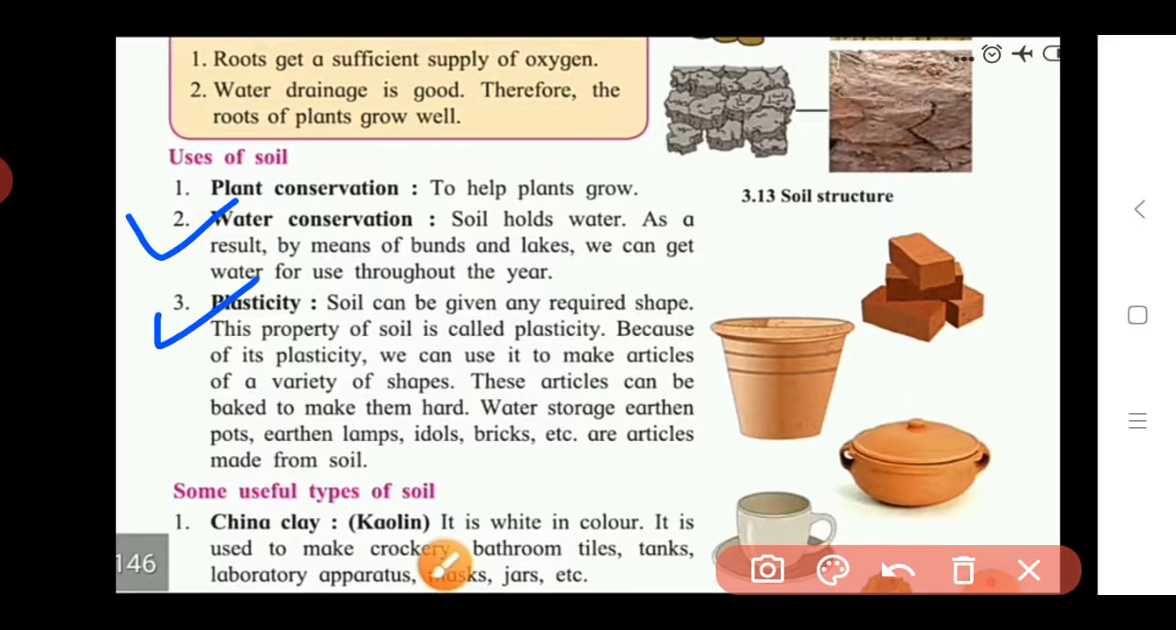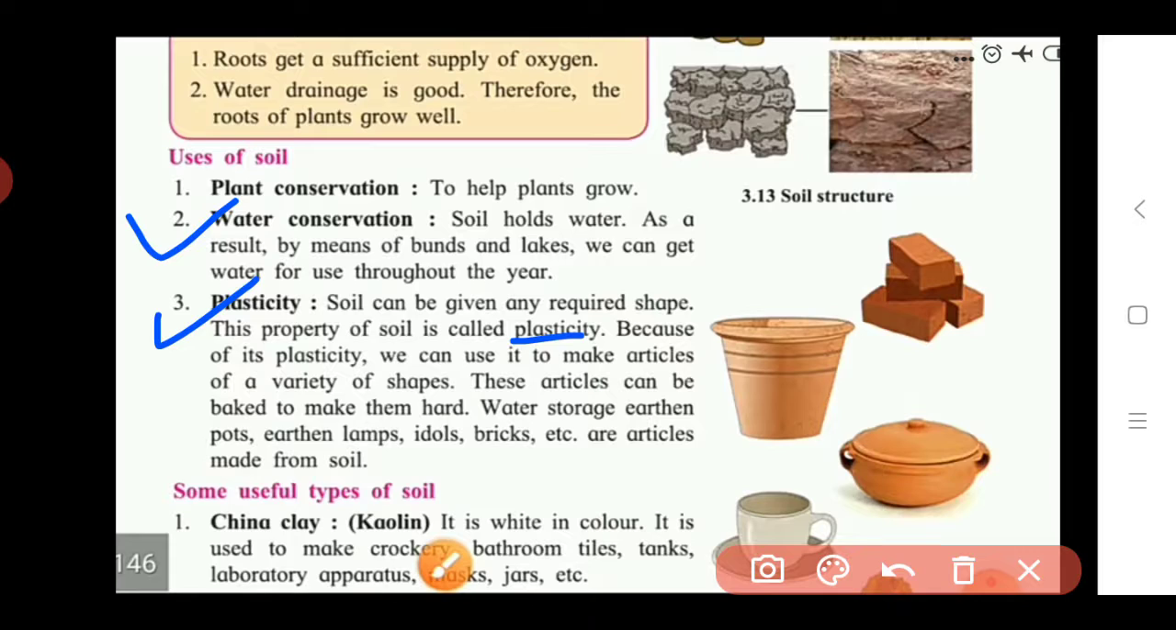That is, soil can be given any required shape. This property of soil is called plasticity. Okay. So because of its plasticity, we can use it to make articles of a variety of shapes.